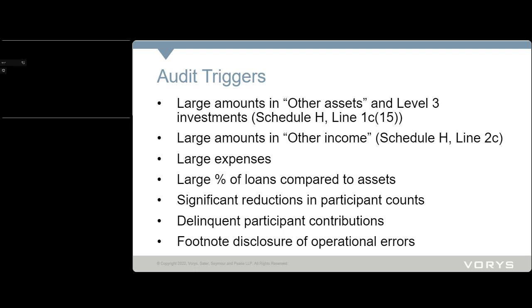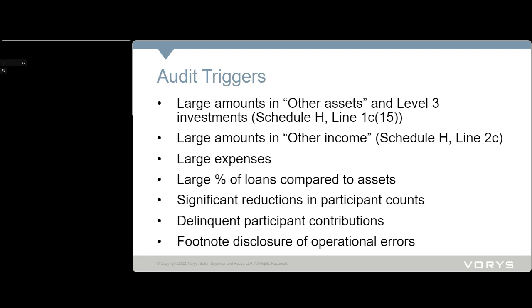So let's talk about some audit triggers that we see. Again, large amounts in the other assets and level 3 investments. The Department of Labor is known to come in, for example, if they see a high level of level 3 investments, they'll come in and do an audit of that to see what's going on. And it'll focus just on the investments.